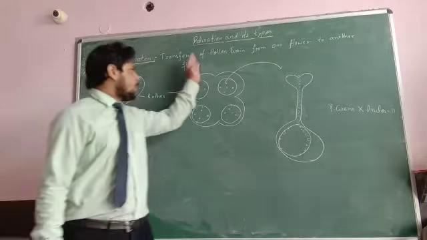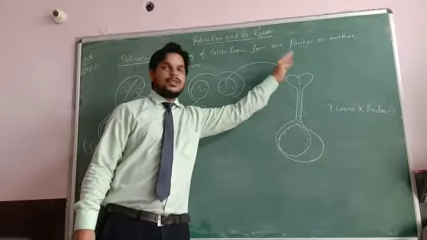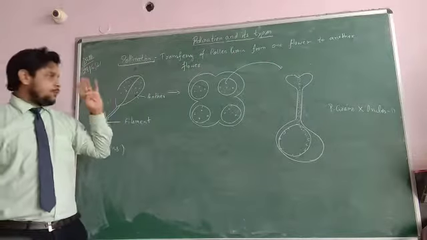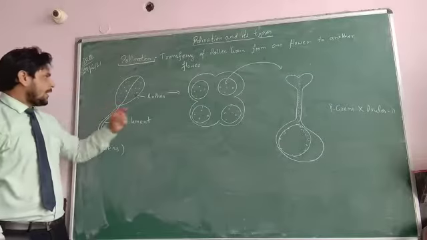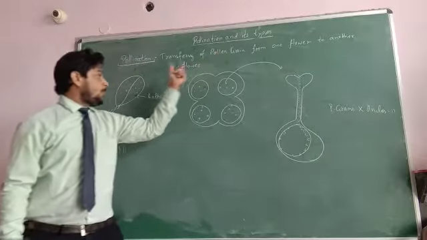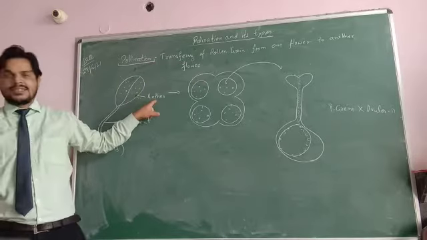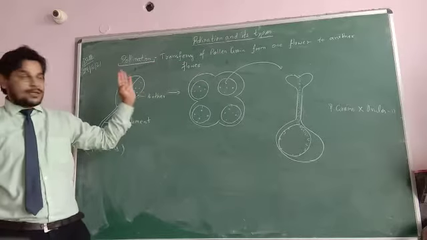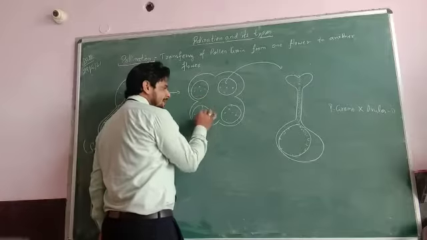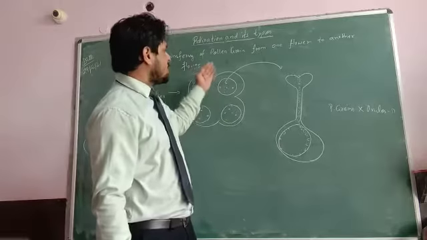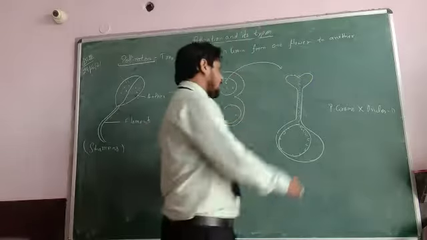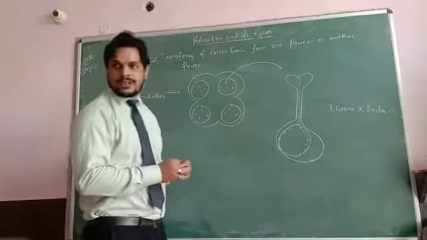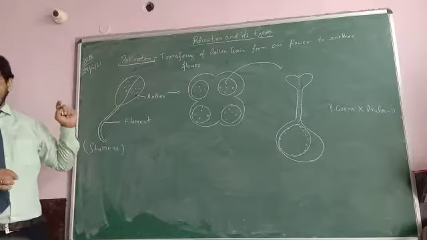So this is pollination: the transfer of pollen grains from one flower to the stigma of another flower. The pollen grains are produced in the pollen sacs of the anther and transferred from the male reproductive part to the stigma of the female reproductive part. That is called pollination.